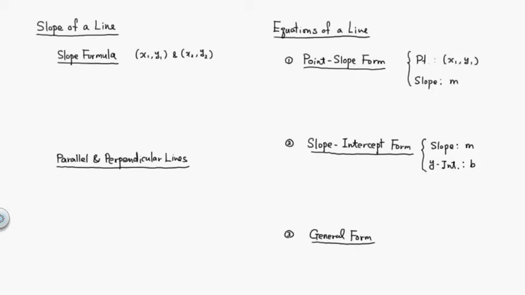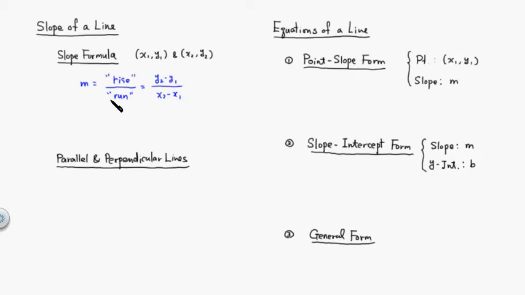Then, as we know, the slope m is going to be rise over run. Rise is basically the difference in y, so it's y2 minus y1. And run is the difference in x values, so it's x2 minus x1. So this is the slope formula.